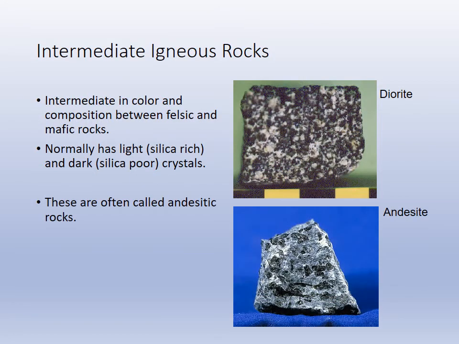Intermediate tends to have a mix of the colors. They would occur on continental margins. They're often called andesitic rocks.